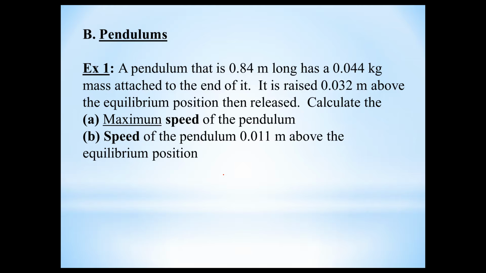Okay, so I have a pendulum that is 0.84 meters long, and it has a mass attached to the end of it. It tells me I raise it 0.032 meters above equilibrium and then let go. And I want to figure out what the maximum speed is. And I also want to figure out the speed of the pendulum at an in-between state. Okay, let's start off by drawing a picture, and then we're going to identify our states.